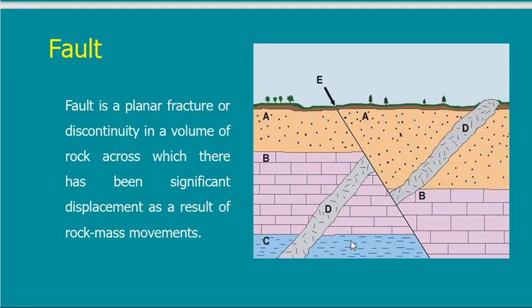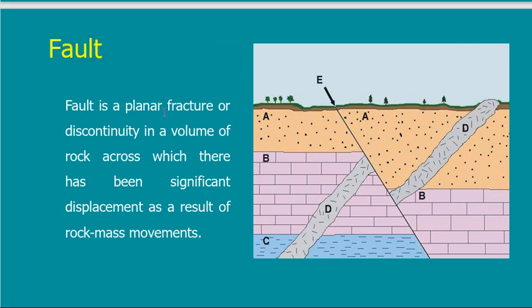Fold is due to structures that are ductile. But if I have rock that is not ductile, that is very brittle, what will happen? In any movement, it will be cracked. So we go to something called fault.